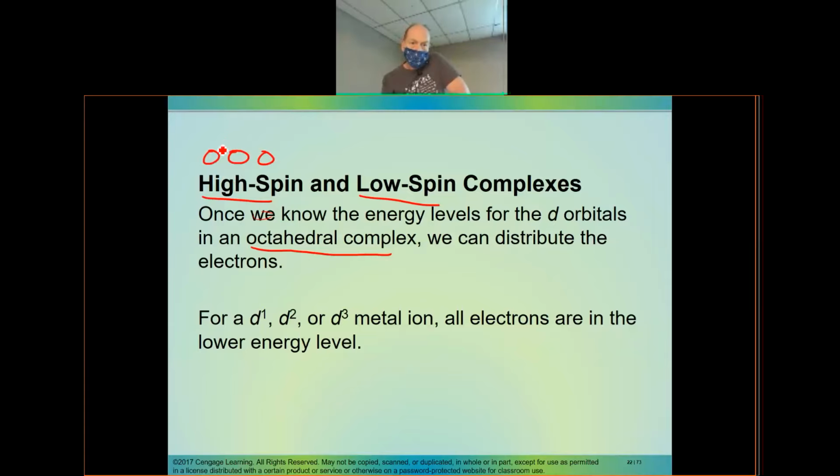and our orbitals look, say, like this, versus our orbitals over here that look like this. All right, so what I'm showing is that your delta is the difference between the higher and the lower. So if you have a large delta, a large separation between the higher and the lower, then the electrons are going to pair up and stay at the bottom.